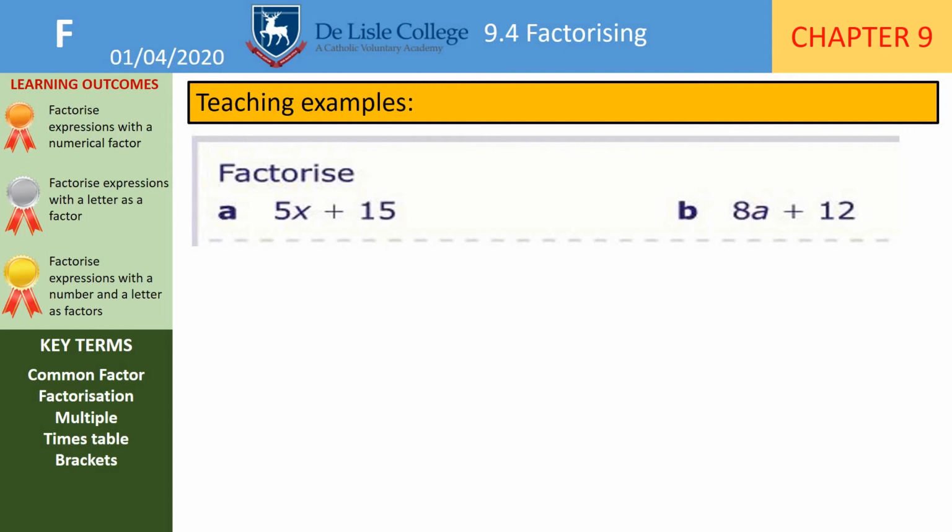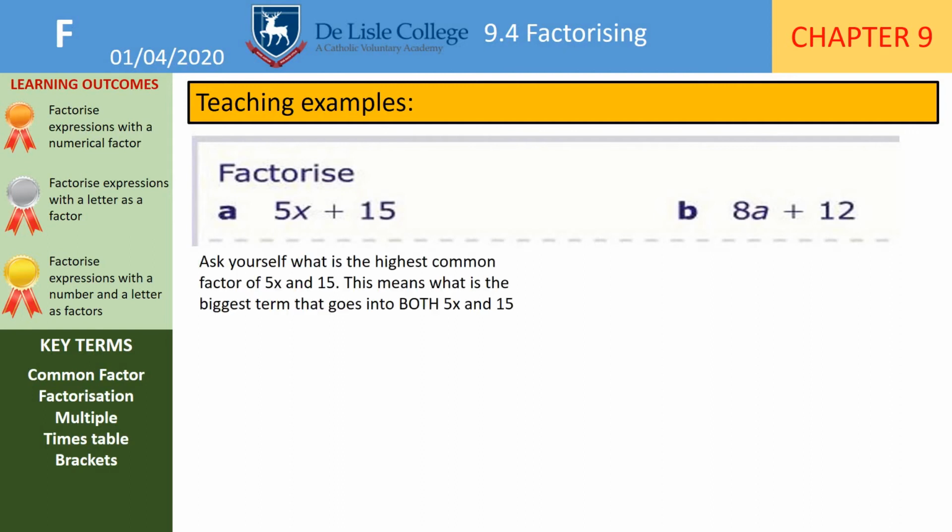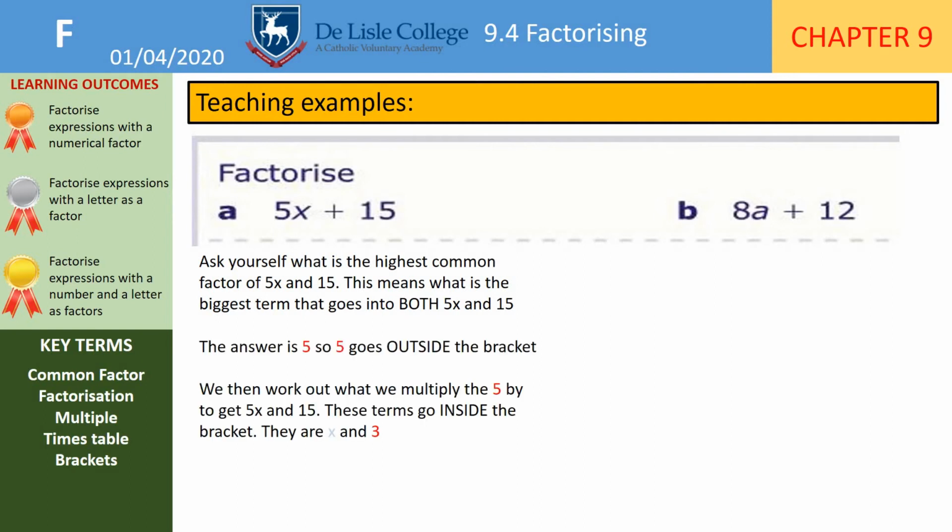Now we use the highest common factor idea when we are factorising. So here we've got factorise 5x plus 15. We mean what's the highest thing that goes into 5x and 15? The answer is 5, so 5 goes outside the brackets, and we then work out what we multiply the 5 by to give us 5x plus 15. These two terms go inside the brackets, they are x and 3. So we have 5x plus 15 is 5 brackets x plus 3.